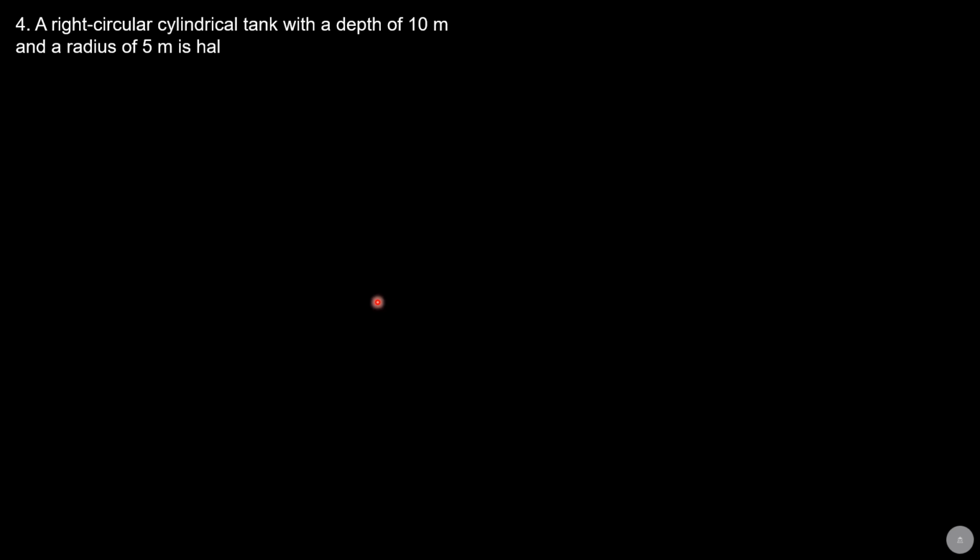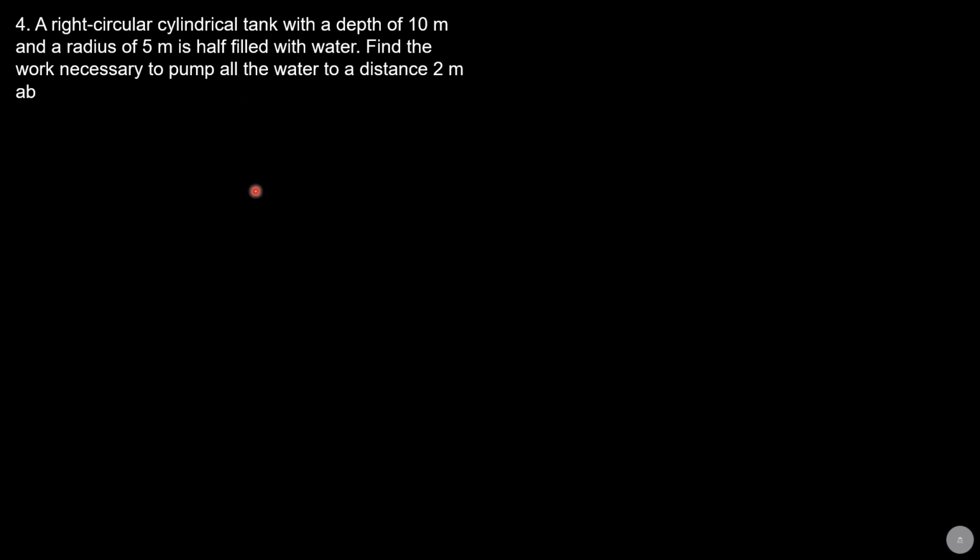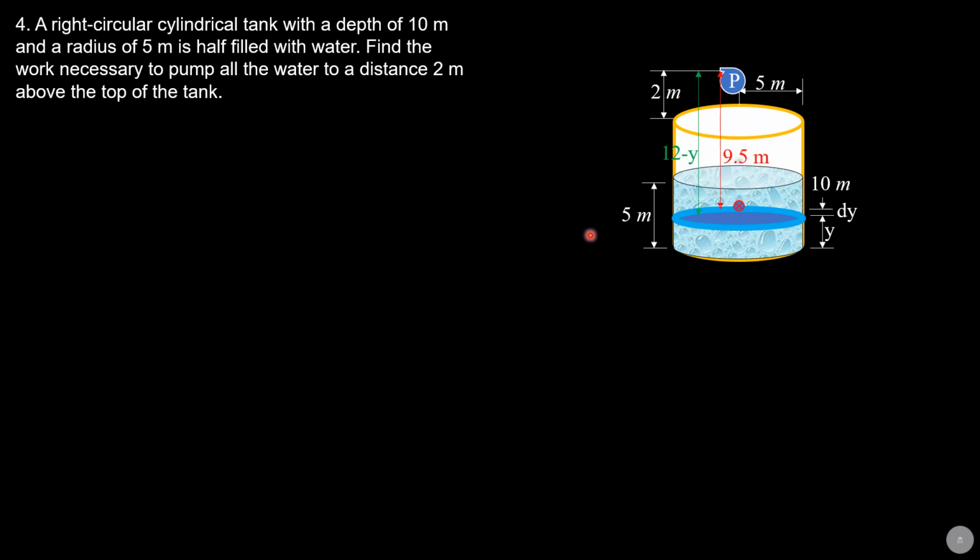And for this last problem, problem 4 for this part 1. Alright, circular cylindrical tank with a depth of 10 meters and a radius of 5 meters is half filled with water. Find the work necessary to pump all the water to a distance 2 meters above the top of the tank. So I'll present two solutions again. First is by integration, second is by the shortcut way.